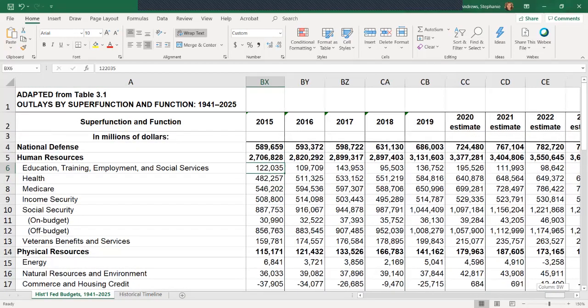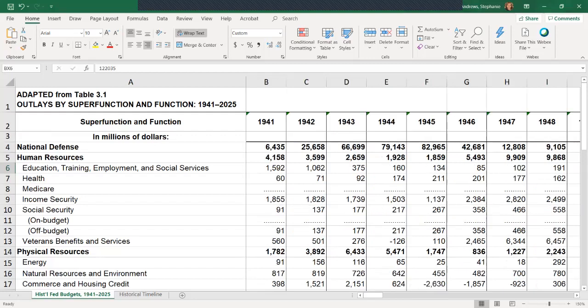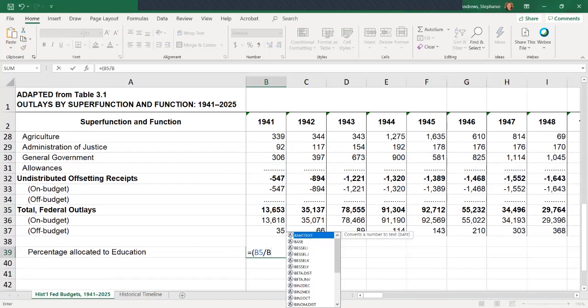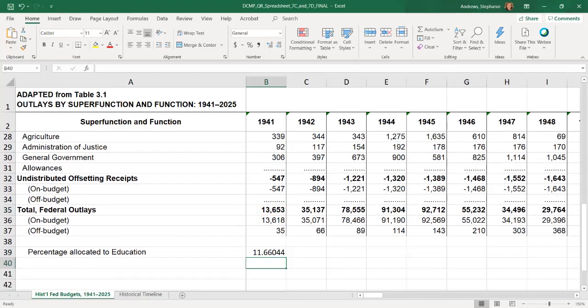I'm going to grab B6, and I'm just playing around. Actually, I don't want to do this in 2015. I'm going to scroll way back over here to 1941. And I'm going to grab B6, and I want to divide it by B35. And I want to turn it into a percent. So I need to start by saying equals. I want to take B6 and divide it by B35, and then multiply it by 100. And so I can see what was going on in 1941. And so almost 12% of the budget in 1941 was spent on education.